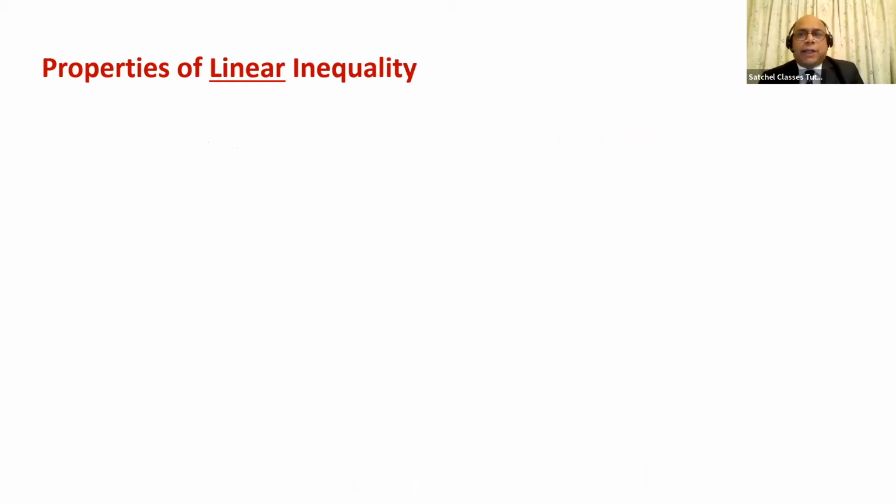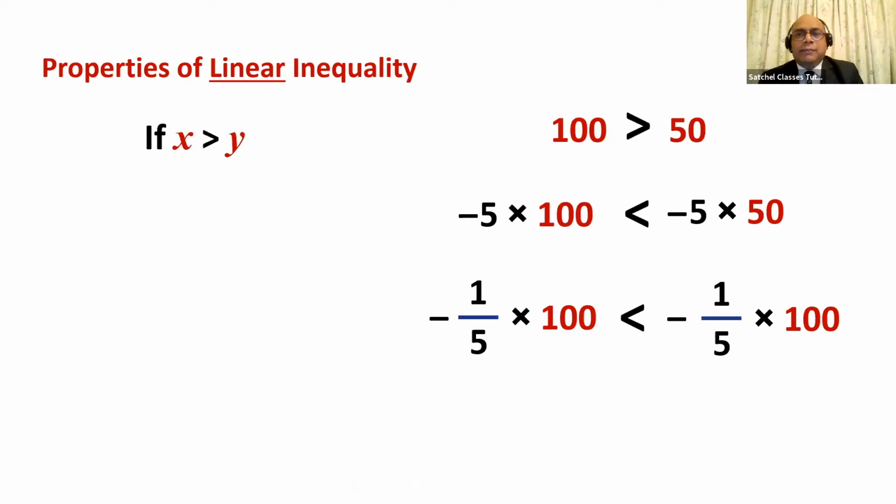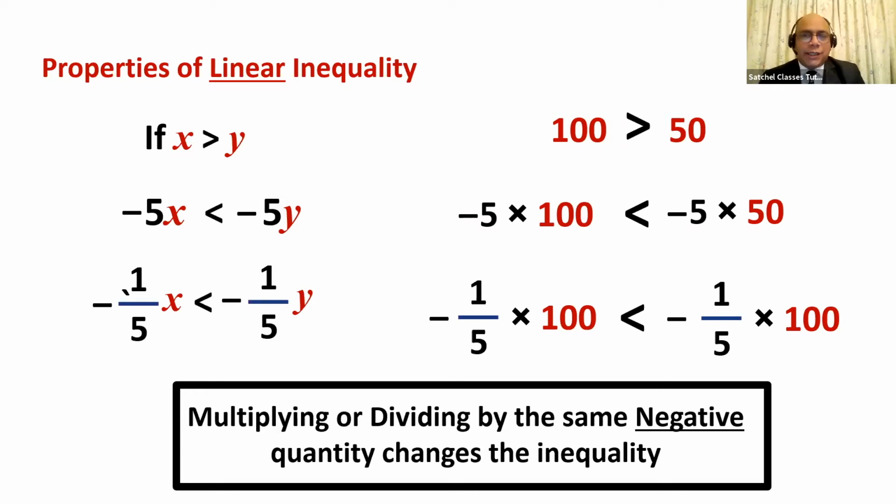What if I were to multiply both sides by -5, correct? So in the first case, I will have -500 and -250. So -500 is clearly less than -250. In the second case, if I'm dividing by -5, I'll get -20 versus -10, and -20 is smaller than -10. And hence, if I multiply or divide by a negative quantity, then the inequality would change. Okay, 100 was greater than 50 earlier, but after multiplying by a negative quantity, the left hand side has become smaller than the right hand side, as you can see.